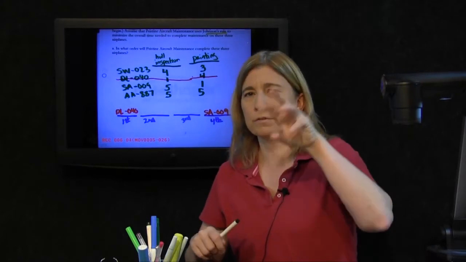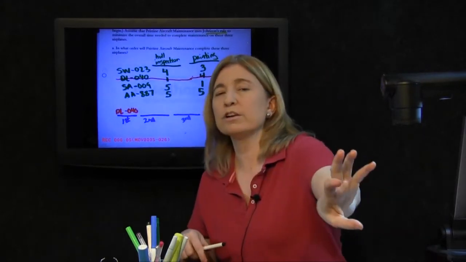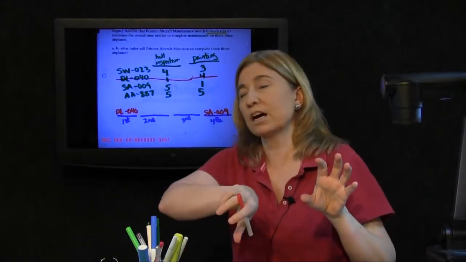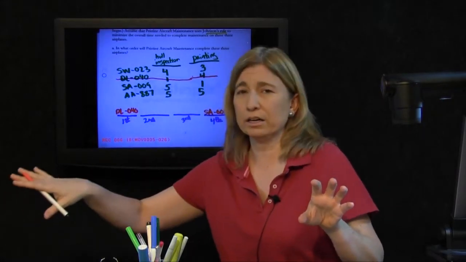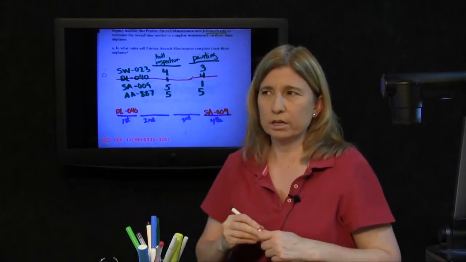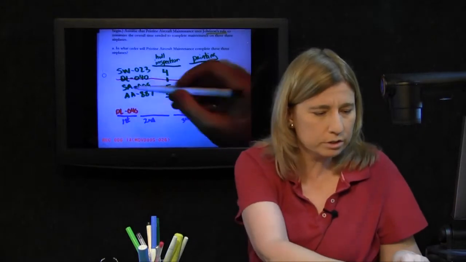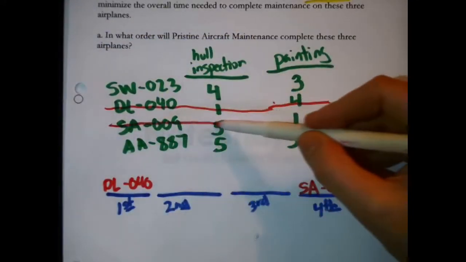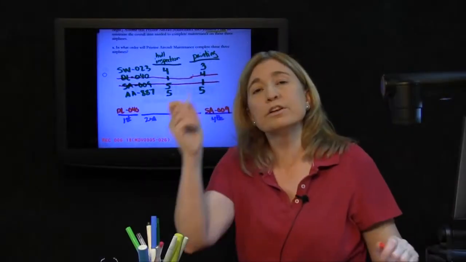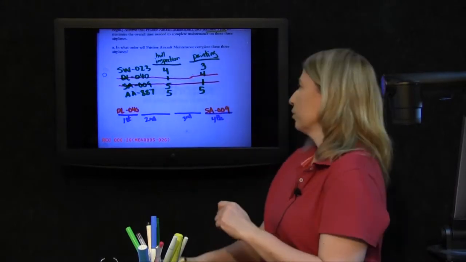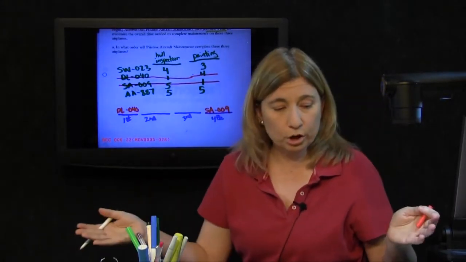Find the smallest number. If it's in the first column, push it to the front of the sequence. If it's in the second column, push it all the way to the back of the sequence. Say, okay, now what? Now cross it off the list. Try to cross it a little bit more neatly. There we go. Now, of the numbers that are left, find the smallest number.